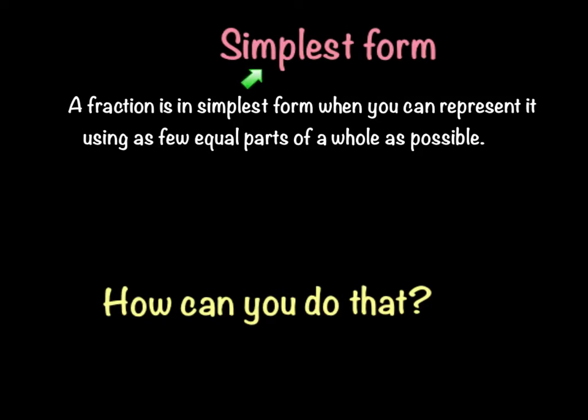Our lesson for today is simplest form. A fraction is in simplest form when you can represent it using as few equal parts of a whole as possible. So if you remember, we saw that our fraction in our first problem was represented in 3 equal parts, but then we had it showing 6 equal parts also. So it was in simplest form when it was showing 3 equal parts. So that's fewer than 6. So I'm going to show you how you can make your fractions in simplest form.